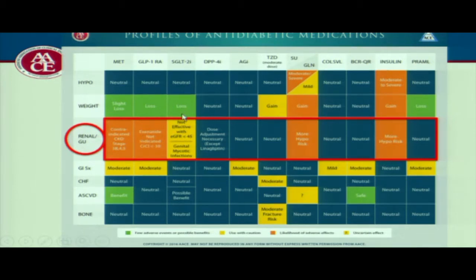The SGLT2 inhibitors don't work by interacting with the sodium glucose transporter in the kidney if GFR is less than 45, so they're not expected to be effective in that population. And the predilection for bladder infections is not attractive in that population as well. You can still use sulfonylureas, meglitinides, and insulin in patients with renal insufficiency, but you need to recognize that the risk of hypoglycemia is going to be higher in that population.